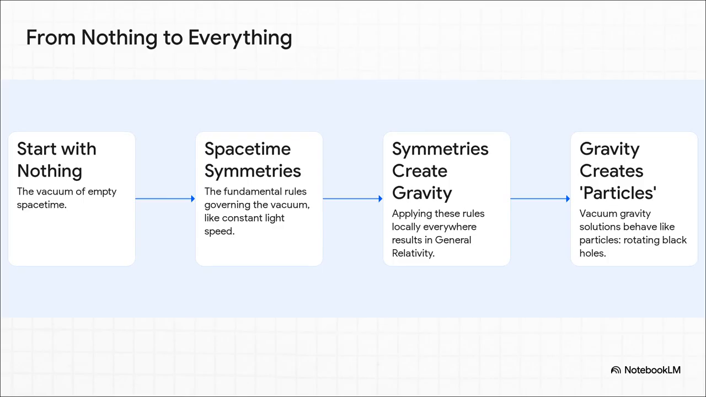The idea is you start with nothing. I mean, literally nothing, just the vacuum of spacetime and its fundamental rules, what physicists call symmetries. Now, when you take those rules and apply them everywhere, the equations for gravity and curved spacetime just naturally emerge. And here's the kicker. The solutions to those equations aren't just empty space. They describe things that have the exact properties of particles: mass, spin, the whole shebang. So particles aren't things in space, they are literally properties of space itself.